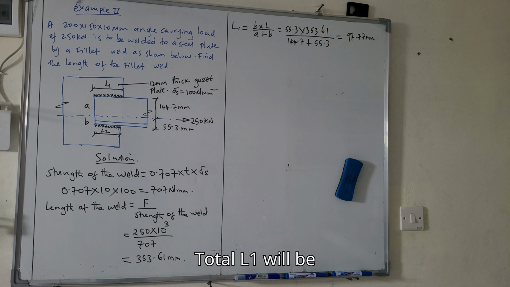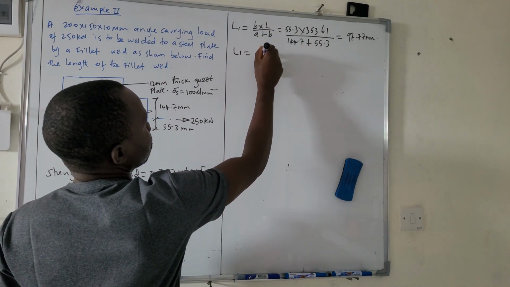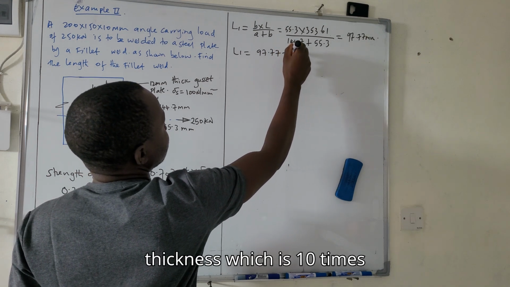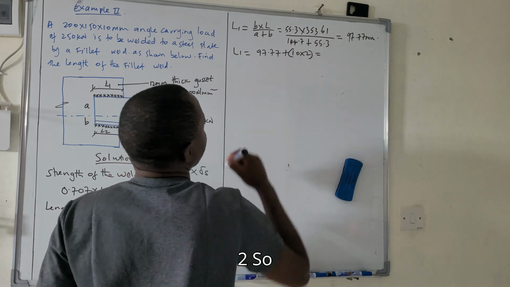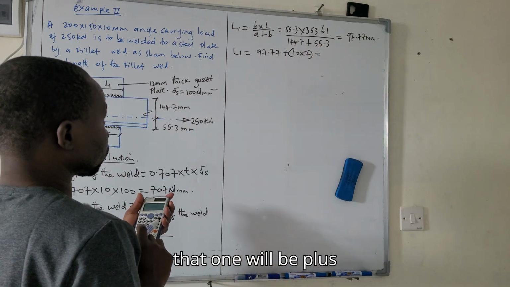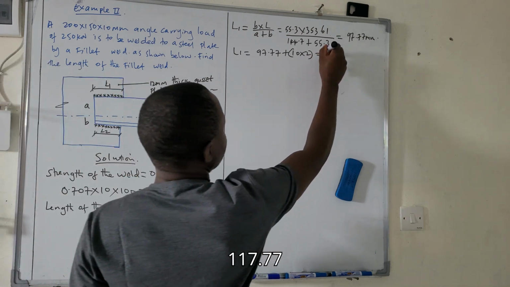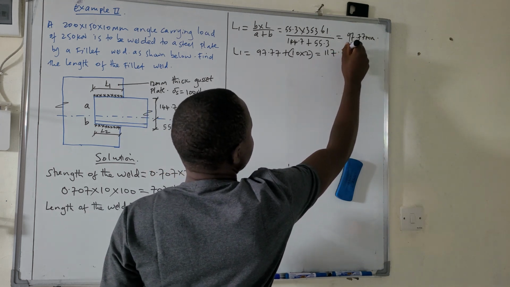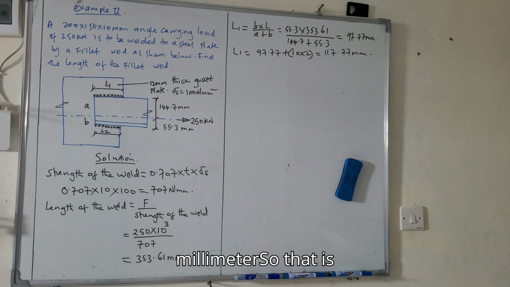Total L1 will be: L1 is equal to 97.77 plus the thickness, which is 10 times 2. So that one will be plus 20, 117.77 millimeter. So that is the value for L1.